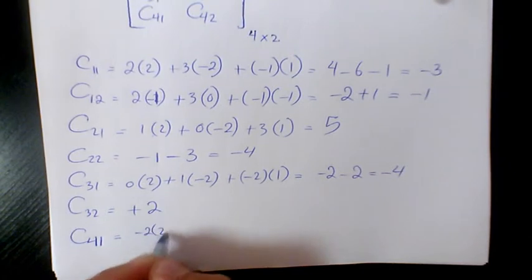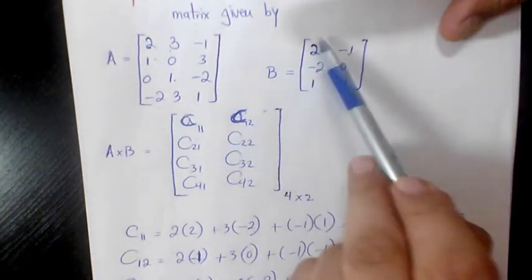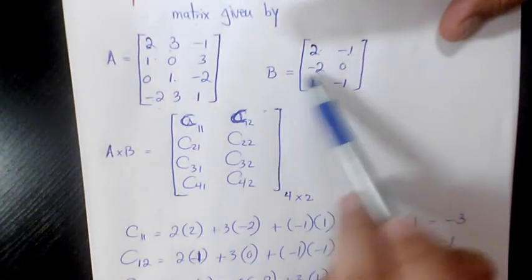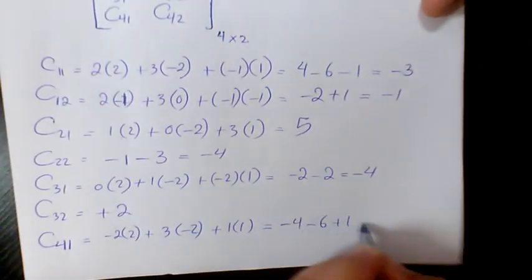C41 now. Negative 2 times 2 plus 3 times negative 2 plus 1 times 1. One more time. Negative 2 times 2 plus 3 times negative 2 plus 1 times 1. Which is going to be negative 4, negative 6 plus 1. It's going to be negative 9.